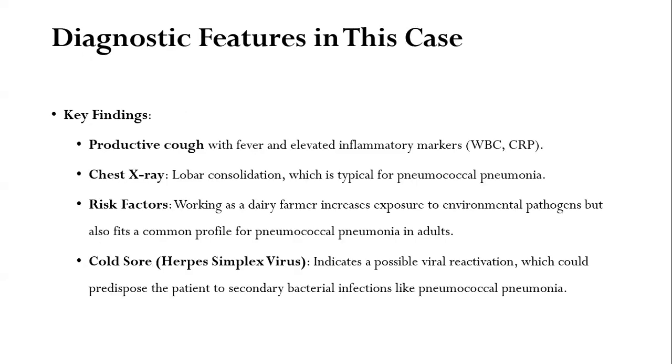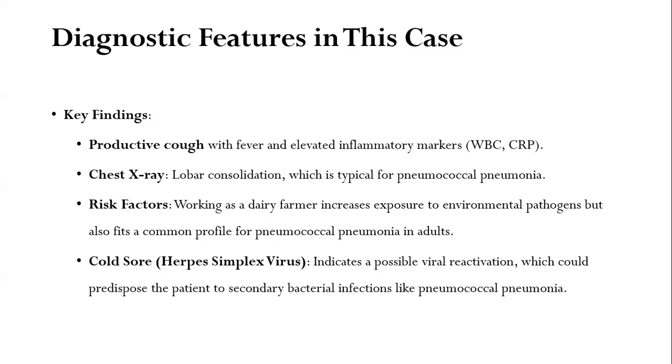Now, in this case, what were the key findings that helped us identify the causative agent as Streptococcus pneumoniae? The patient had productive cough with fever and elevated inflammatory markers like WBC and CRP. The chest X-ray was suggestive of lobar consolidation, which is very typical for pneumococcal pneumonia. There were certain risk factors in this patient, like his occupational exposure. He was a dairy farmer and he had increased exposure to environmental pathogens.